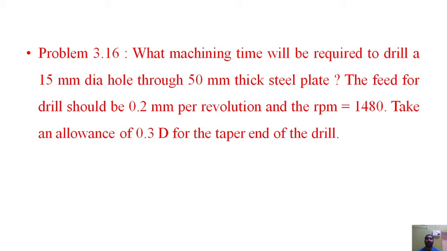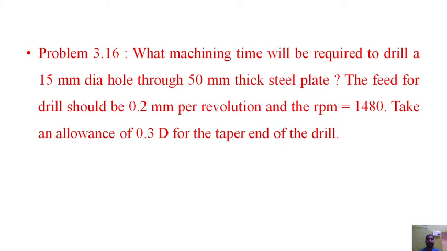What machining time will be required to drill a 15 millimeter dia hole through a 50 mm thick steel plate? The feed for the drill should be 0.2 millimeter per revolution and the RPM is 1480. Take an allowance of 0.3 D for taper end of the drill. So you have to find out the machining time to drill a 15 millimeter dia hole, that is 1.5 centimeter. The plate is 50 mm thick, that means the depth of the hole should be 50 mm or 5 centimeter.